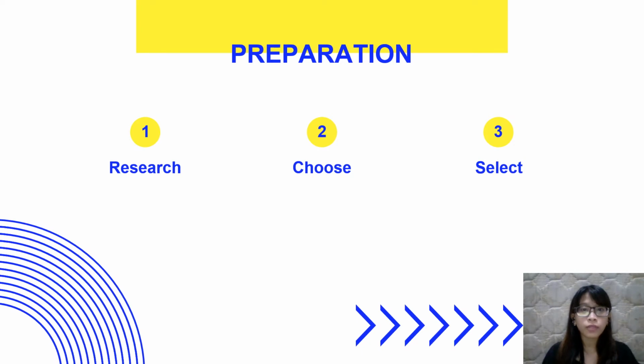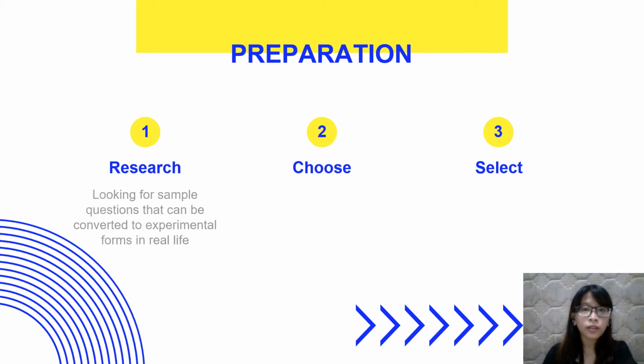For the first part, which is the preparation, I will just make it into one that summarizes all the 3 experiments since they are all the same in this part. The first thing that needs to be done as the preparation is to do the research. Research is the process where I look for sample questions that can be converted to experimental forms in real life.